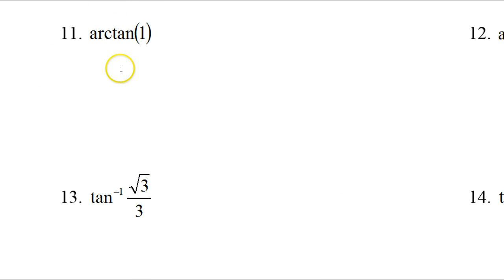Number 11. Arctangent of 1. Arctangent of 1 is an angle. It's the angle whose tangent is 1. The first thing that pops into my head is pi over 4. I know the tangent of pi over 4 is 1. So we have memorized that.